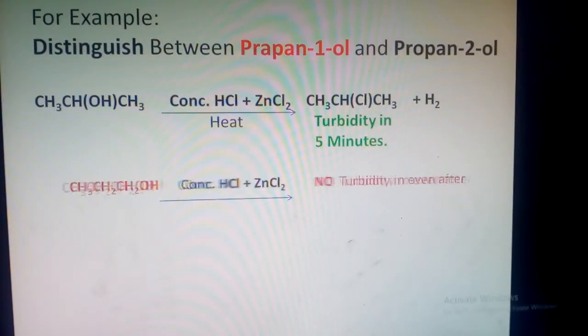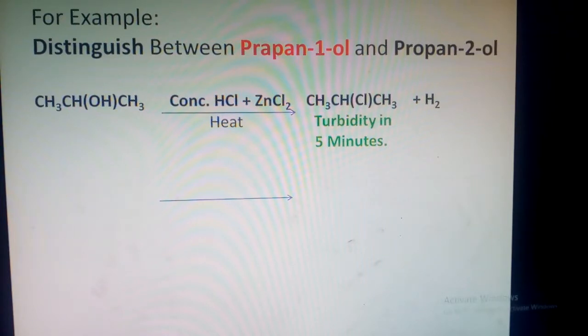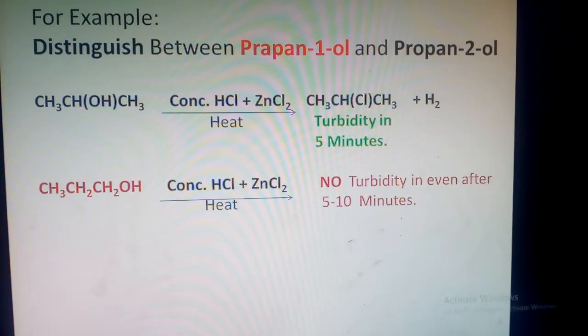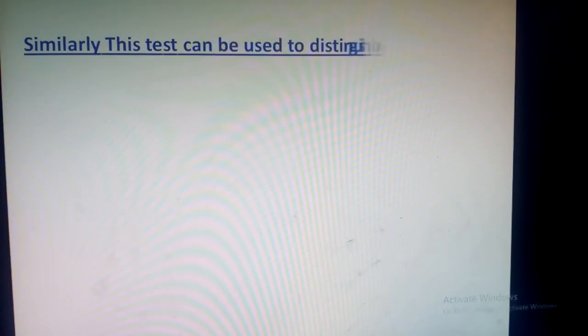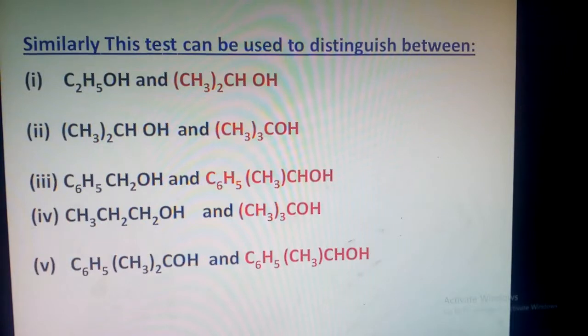On the other hand, primary alcohol propan-1-ol, when we react it with Lucas reagent, no turbidity is observed even after 5 to 10 minutes. Similarly, you can try this test to distinguish between the following organic compounds. Here again, the compounds I have mentioned in red color will give the reaction faster as compared to the others.